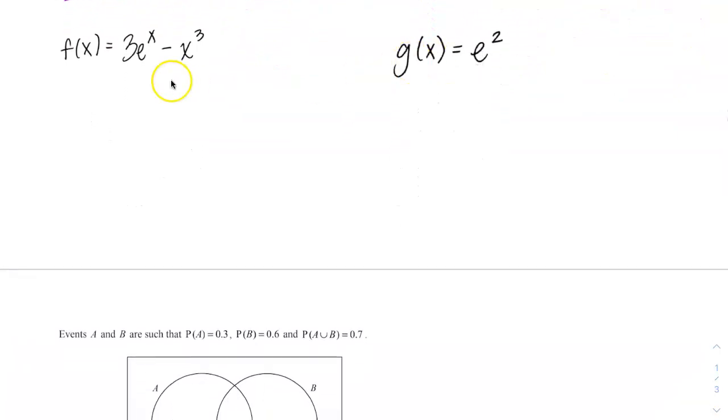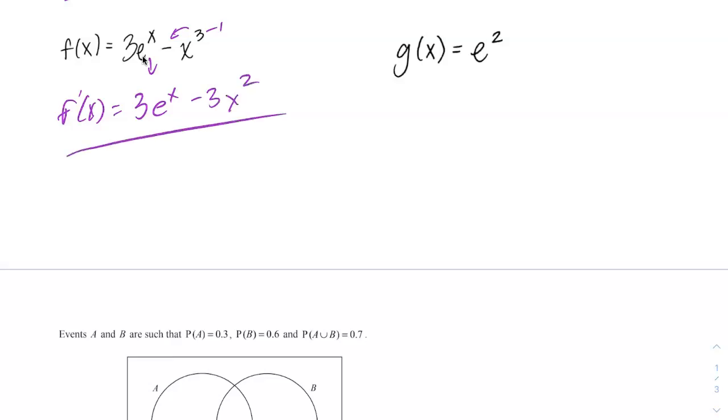This one. So there's an e here. Remember, to me, e's are the easiest ones. The derivative of e to the x is just e to the x. So nothing happens to the 3. It's in front, stays in front. The derivative of e to the x is e to the x. Over here, bring it down, subtract 1 off. So minus 3x squared. Done.